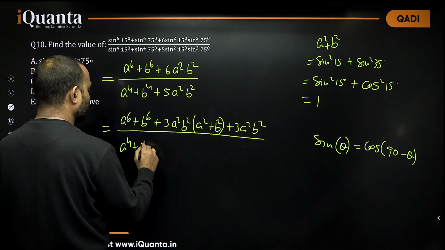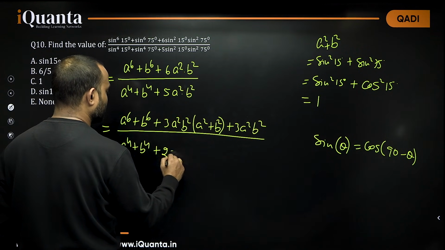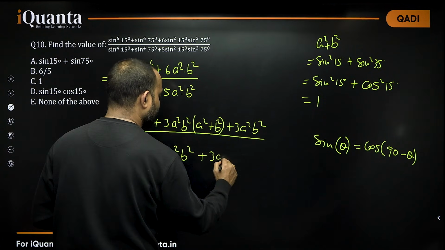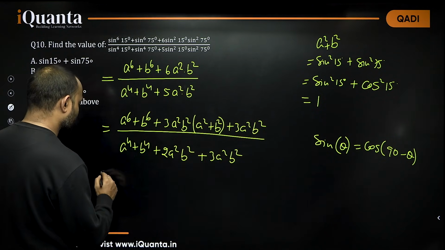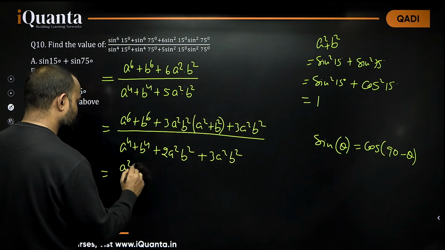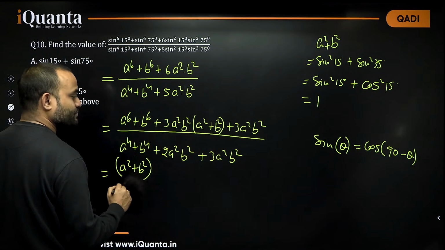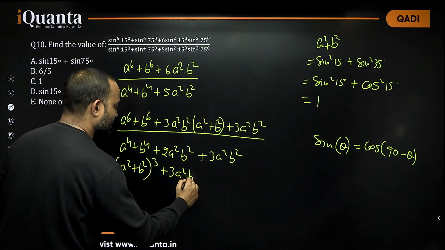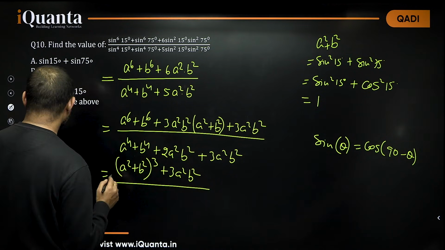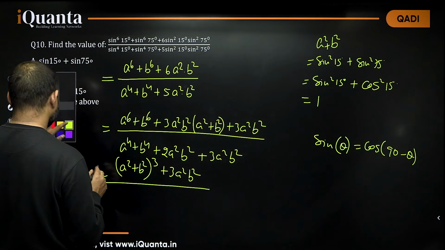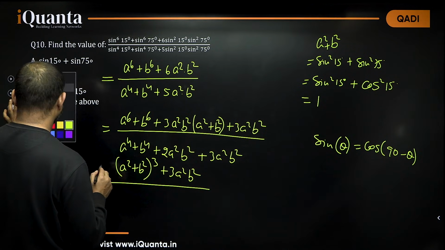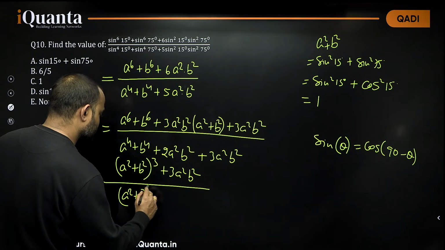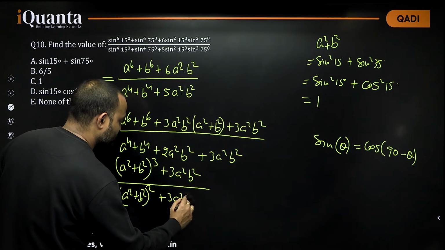A to the power 4, b to the power 4 plus, what do we need to make it a perfect square? 2a square b square. What's left? 3a square b square. Now we can write this as a square plus b square to the power 3 plus 3a square b square. Denominator, it will be a square plus b square whole square plus 3a square b square.